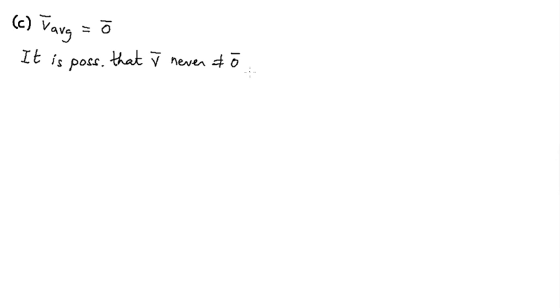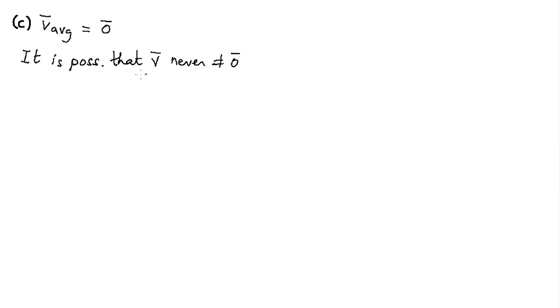In this option, we are given the data that the average velocity of a particle during a certain time interval is 0. Of course, since it's a vector, what they mean is 0 bar during a certain time interval. And the statement is as follows. It says it is possible for the particle's velocity to never be equal to 0 bar in this particular time interval.